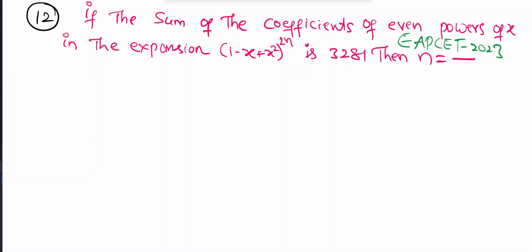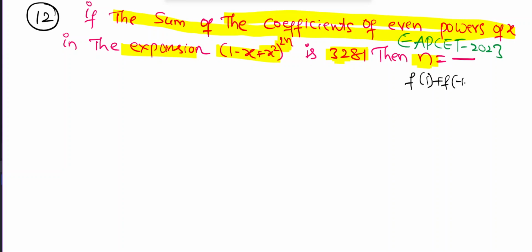This is 12th question from binomial theorem. If the sum of the coefficients of even power of x in the expansion 1 minus x plus x square whole to the power of 2n is 3281, then n is equal to dash. This is given. Here sum of the coefficients of even power of x means, that is f of 1 plus f of minus 1 by 2.